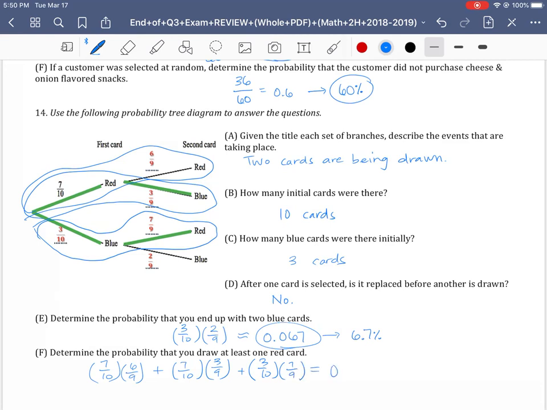And if we calculate that, we just plug that in, that would give us 0.933. Or again, if you want to write it as a percentage, 93.3%. So it's highly likely that you're going to get at least one red card, given there's 7 instead of the 3 blue.